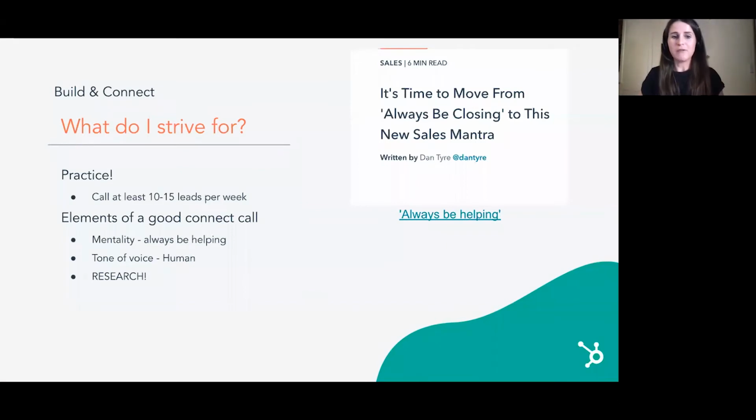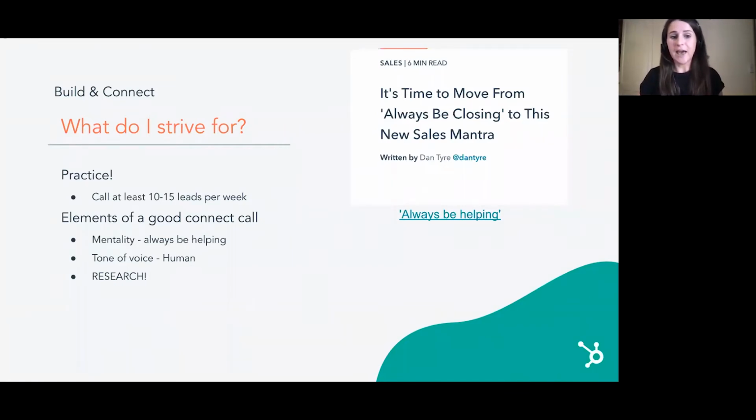And what are the elements of a good connect call? Number 1 is the mentality of always be helping. This leads into the inbound methodology approach of being human and helpful. I've linked a great article there from Dan Tyre, who I think was one of the first five hires at HubSpot, so he's been around a while. He wrote a great blog, It's Time to Move from Always Be Closing to This New Sales Mantra, which is always be helping, which sounds counterintuitive. But if you are showing an interest in the prospect and educating them rather than doing a hard sell from early on, that can be really beneficial.